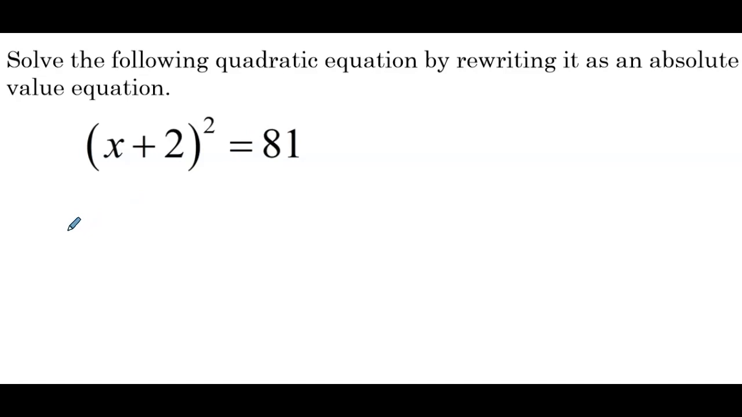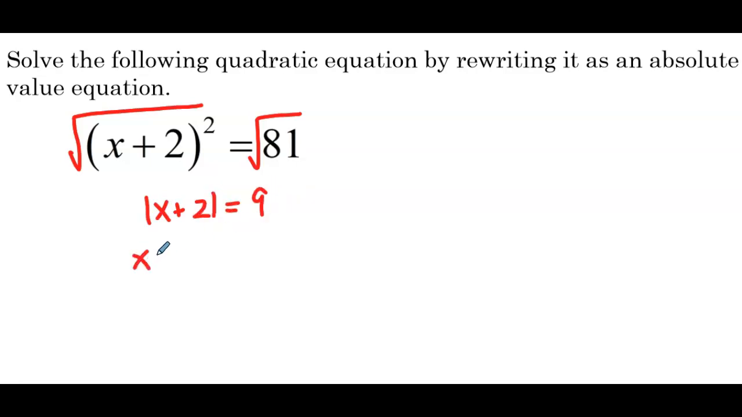And our last question, same directions. X plus 2 quantity squared equals 81. So we're going to take the square root of both sides. So we have the absolute value of x plus 2 equals 9. So that means either x plus 2 equals 9 or the negation of x plus 2 equals 9.